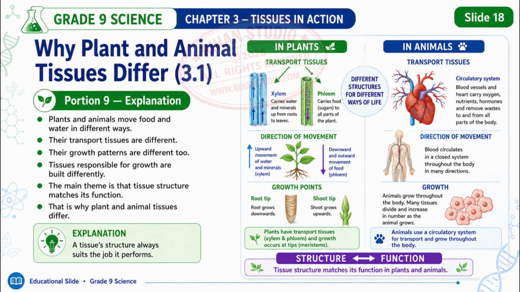Explanation. Plants and animals also have different transport tissues for moving food and water, and different growth patterns because the tissues responsible for growth are built differently. The whole chapter's theme is this: the structure of a tissue always matches the function it performs.